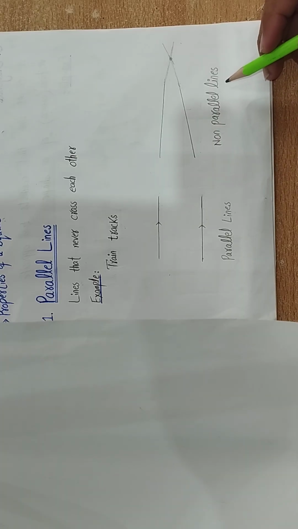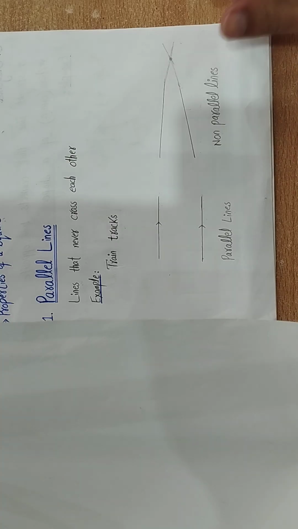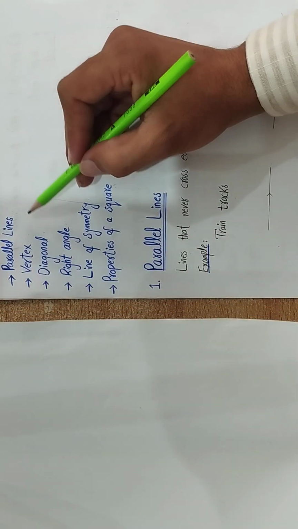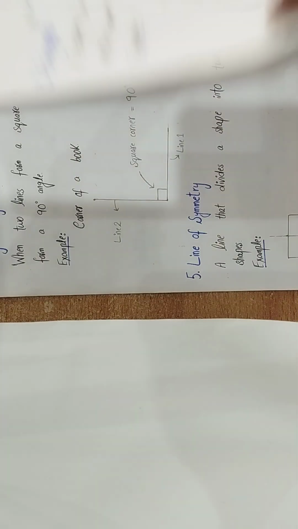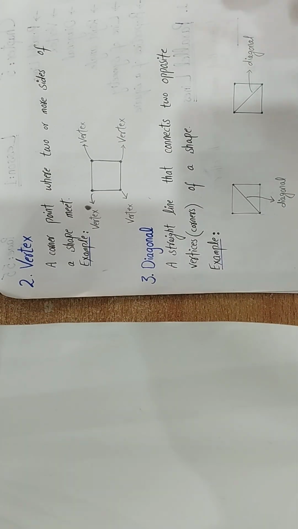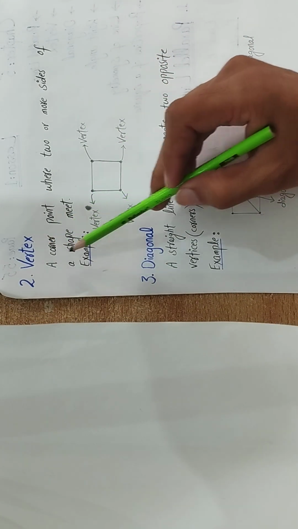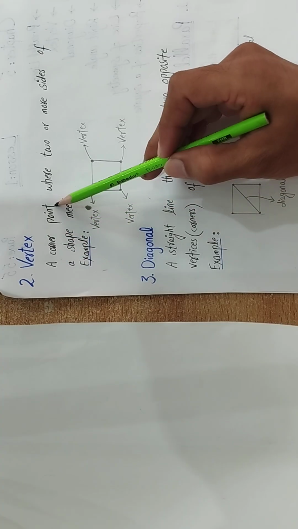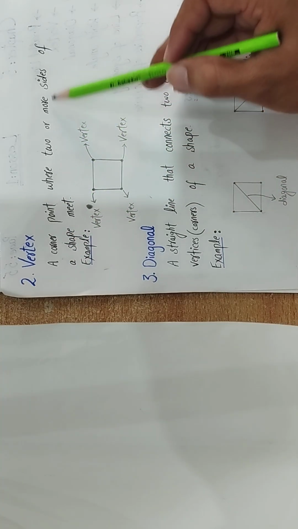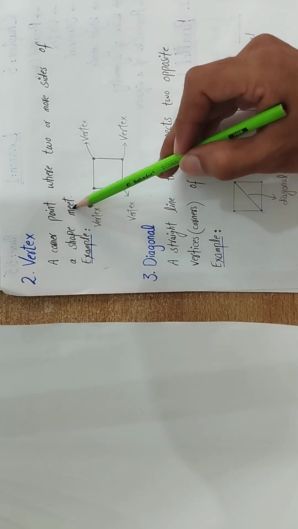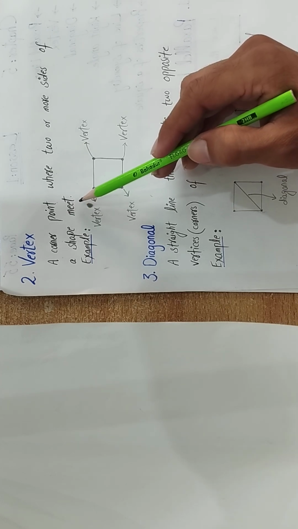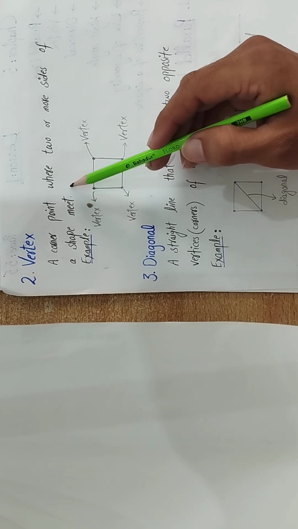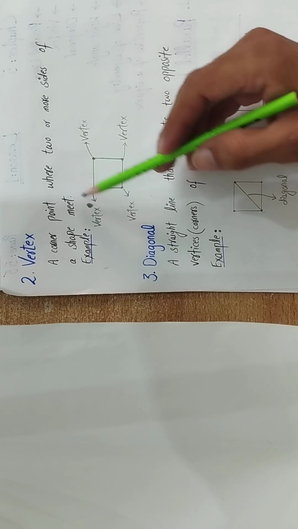So I hope you understood what parallel lines are. Now let's see our second definition. What is the meaning of the vertex? A vertex is a corner point where two or more sides of a shape meet, which means the point where the two sides of the shape meet, that point is called vertex.